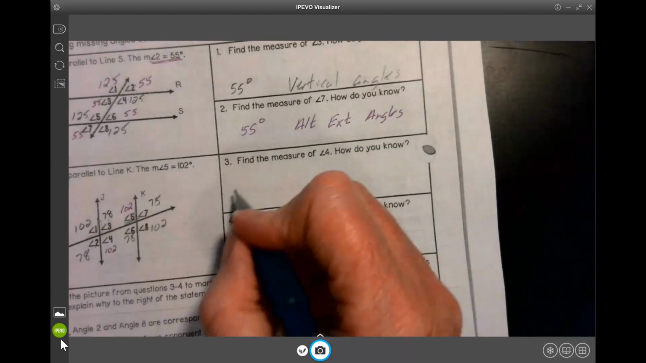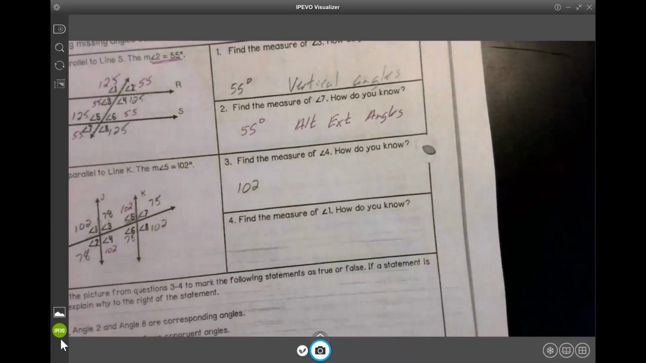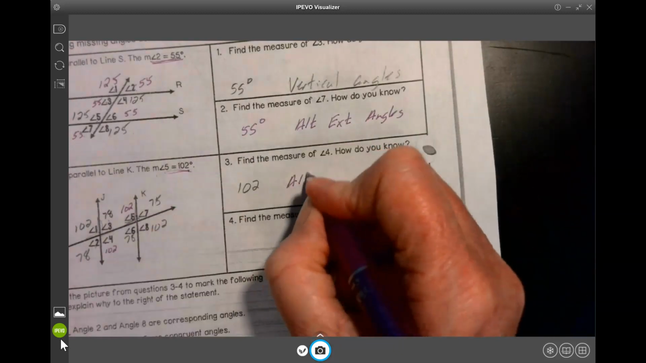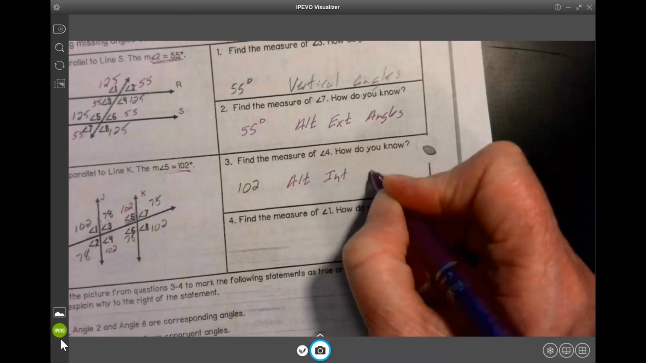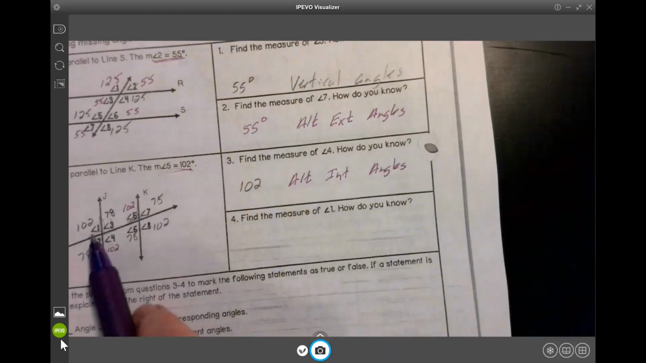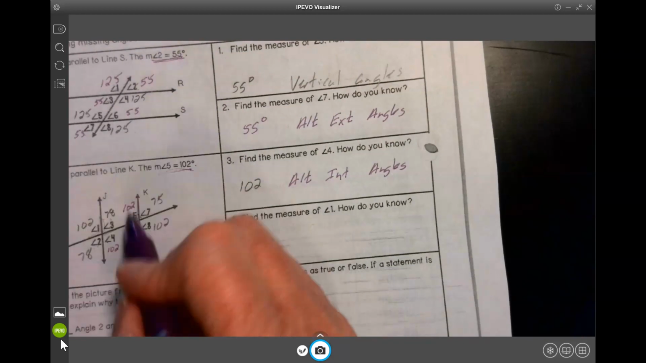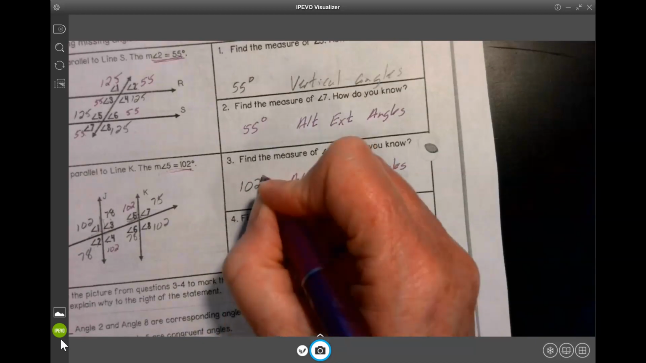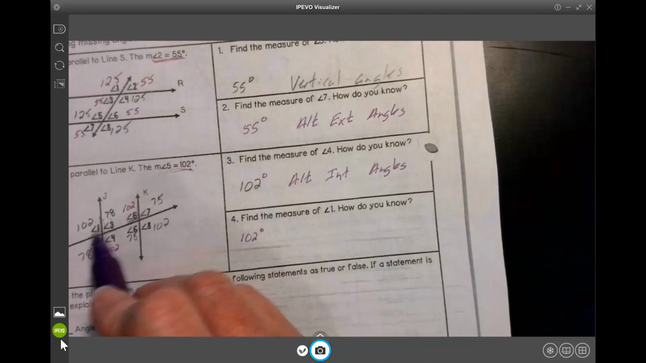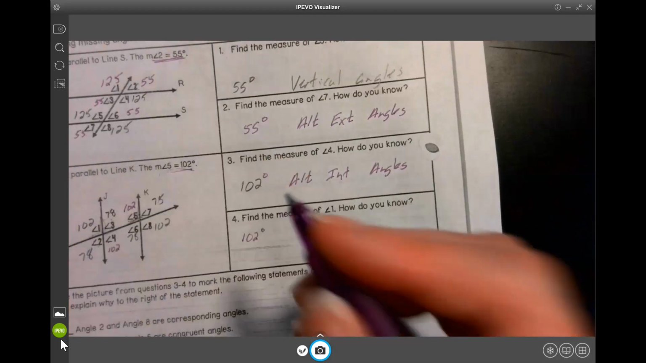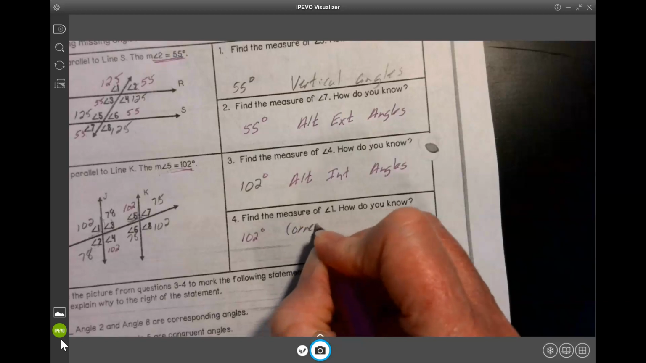Okay? Find the measure of angle 4. Angle 4 is 102. How do I know that angle 4 is 102, based off of angle 5? Because they are alternate interior angles. Okay? Angle 1, based off of angle 5. What's their relationship? Well, angle 1 is 102 degrees. And what are angle 1 and angle 5 to each other? See how they're on the same side, but one's interior and one's exterior. That means they correspond. So corresponding angles.